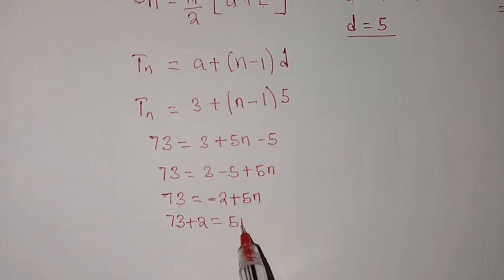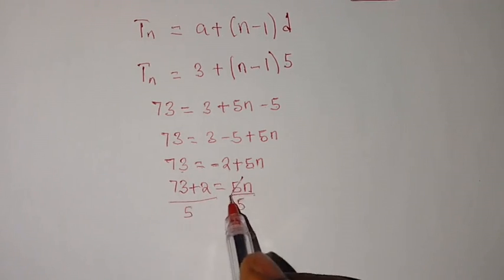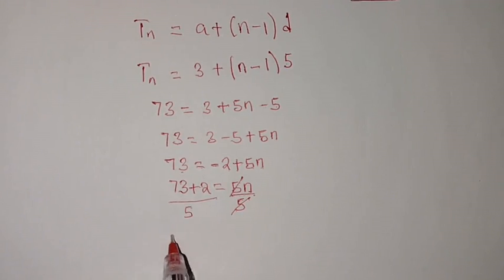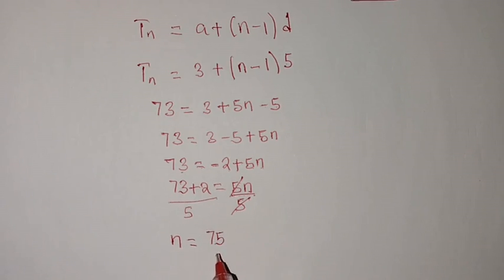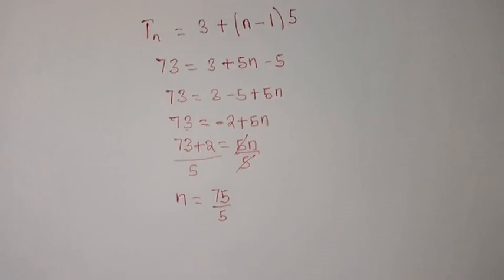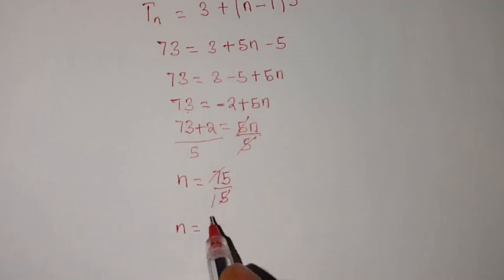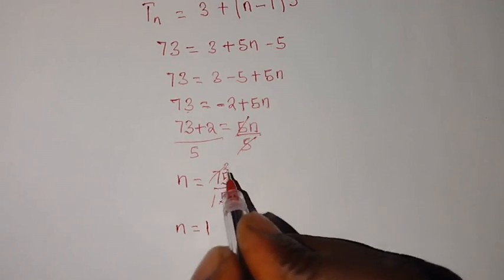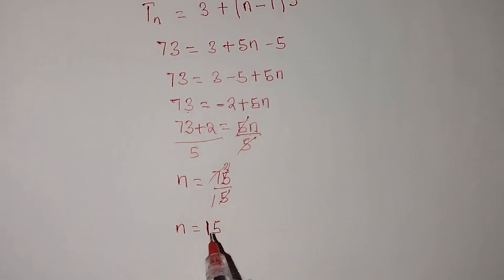is equal to 5n. From here we can divide this side by 5, and this side by 5, so that this 5 and this 5 cancel. You are going to remain with n is equal to 73 plus 2, which will give us 75 over 5. It's just a matter of dividing. 5 into 7 is 1, remainder 2. 2 and a 5, 25. 5 into 25 is 5, meaning that 5 into 75 goes 15 times. So the value of n is 15.